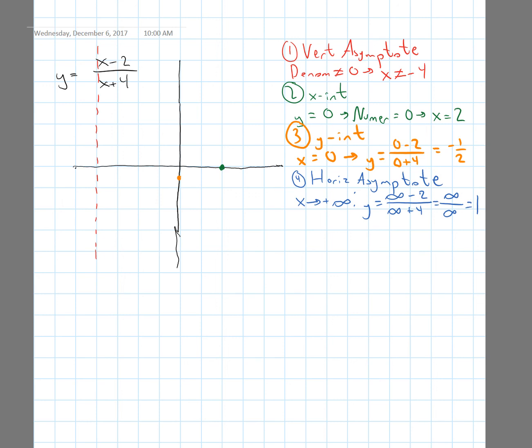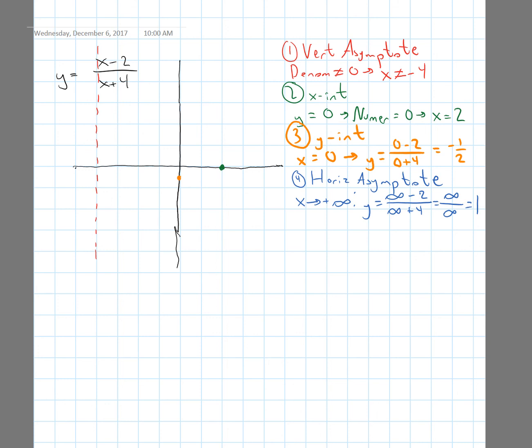Maybe if you want to think about this as a number, imagine if x was a billion. A billion minus 2 in the numerator over a billion plus 4 in the denominator. Well, the numerator and denominator are still very close to each other, and y is going to equal approximately 1. And that will only be more true as x gets bigger and bigger and towards infinity.